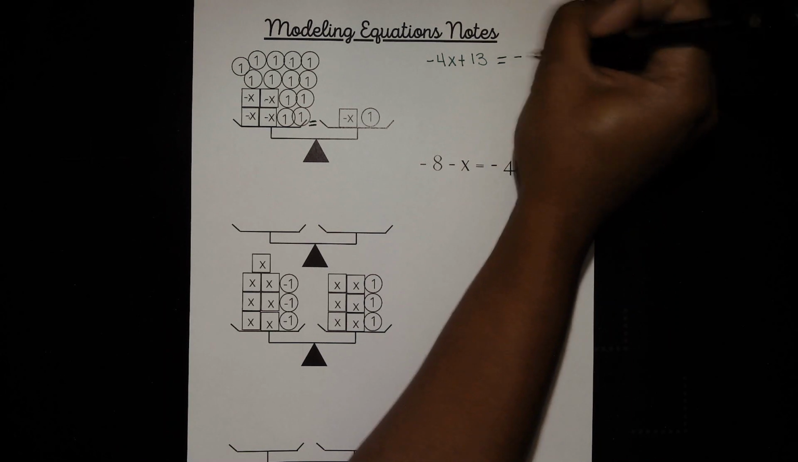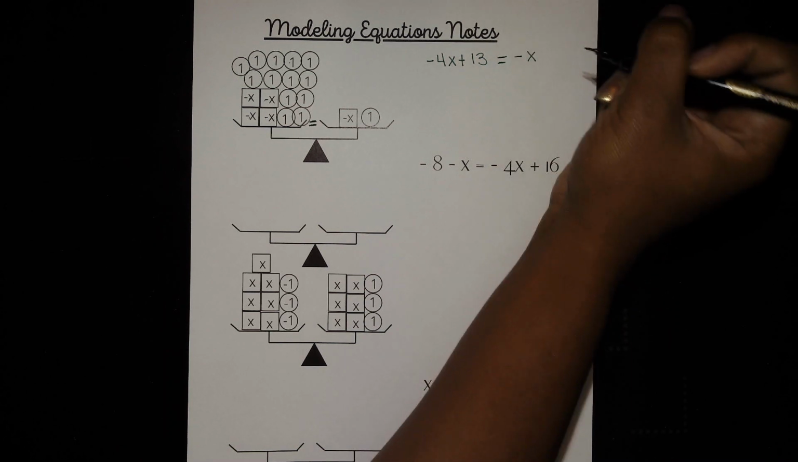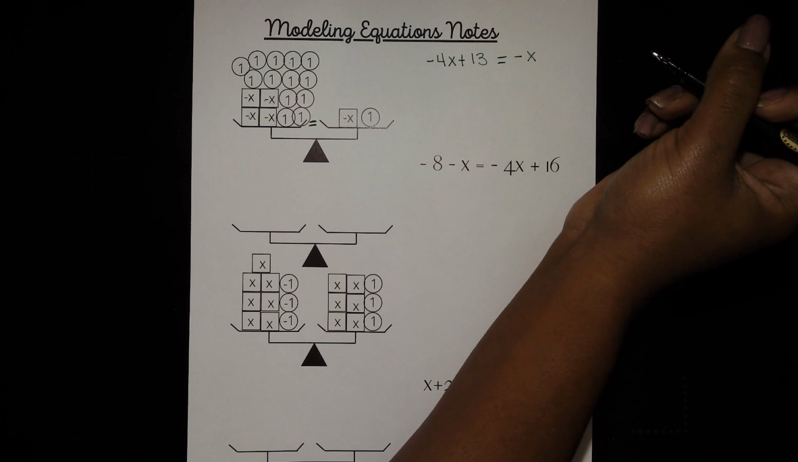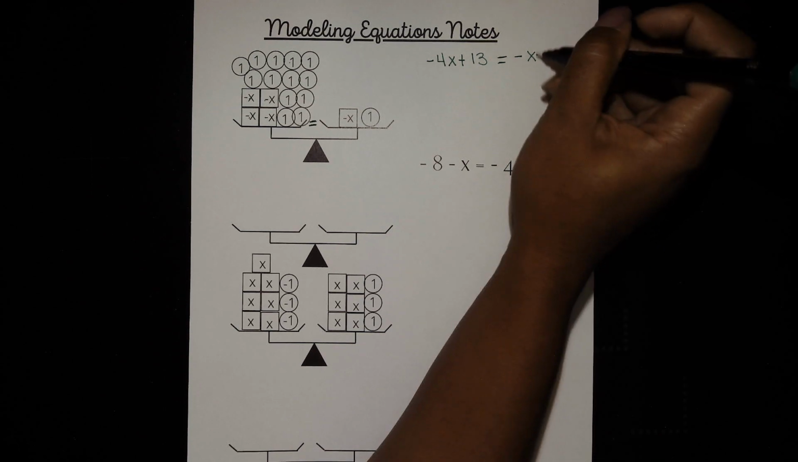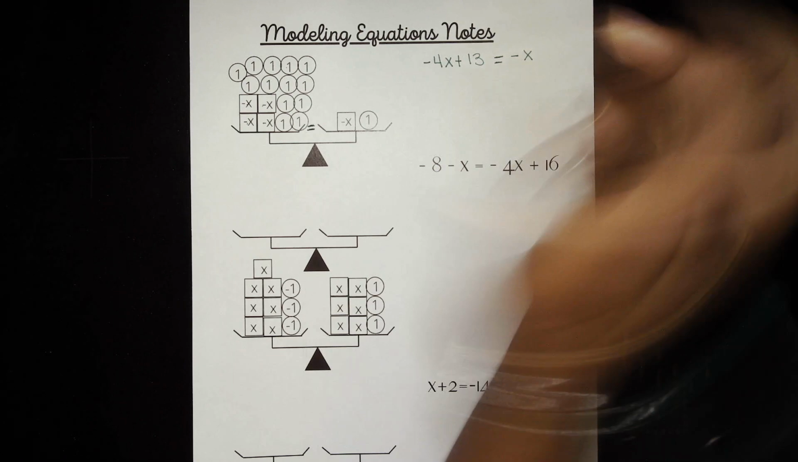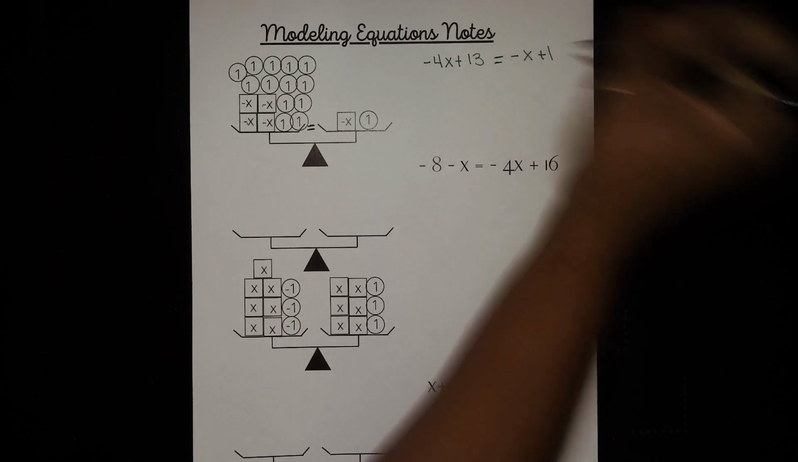On the other side, I have 1 negative x. So if it's just 1, remember you don't have to put the number, you just put the x. If you put negative 1x, mathematically that's not incorrect, but some teachers will take off, some teachers won't. So just get in the habit of not putting it. And then I have 1 positive 1. So I'm going to put plus 1.